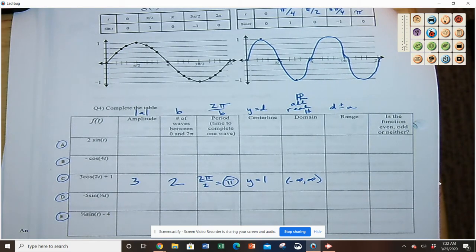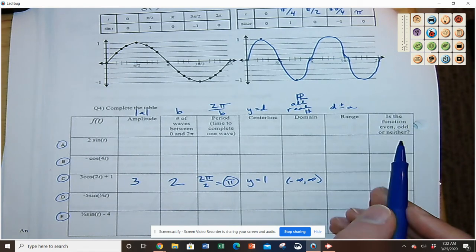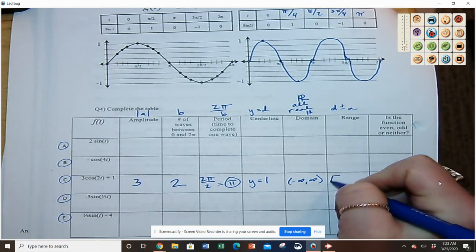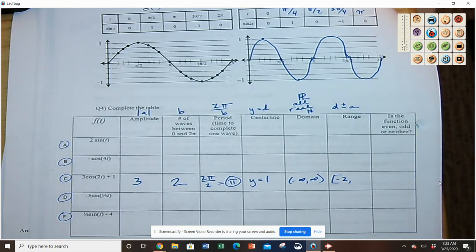Your range is going to be d plus a as your maximum, d minus a as your minimum. So if the center line is at 1, you would go down 3. So 1 minus 3 is -2. So you're going to start at -2 inclusive for your minimum.